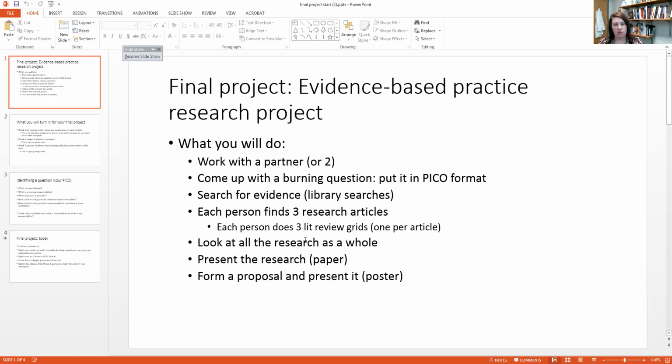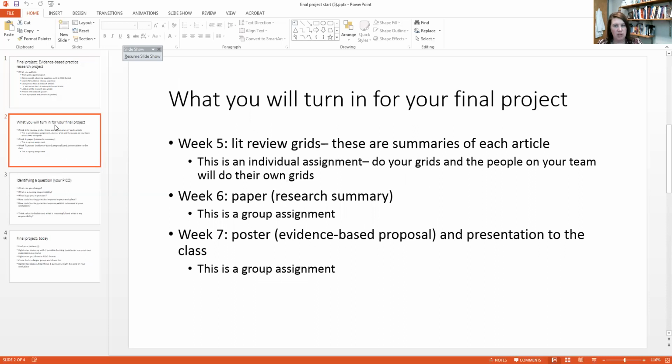We're looking at research as a whole, so it would be your individual 3 articles plus your partners', maybe you have 2 partners. So again, all the literature that you gather as a group will be looked at in making your final paper and your final presentation, PowerPoint, or poster. So for your final project, as I said, week 5, all those lit review grids are to be turned in. So this is an individual assignment. You do your 3 literature review grids, and people on your team will also do their own.